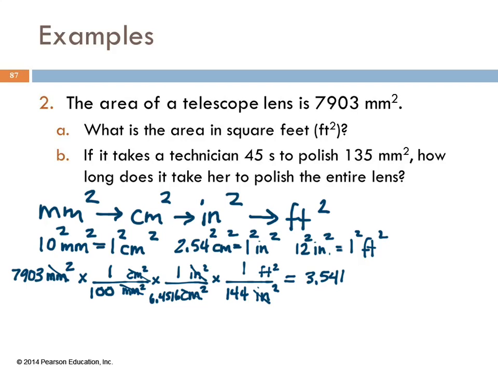3.541. And the unit is square feet. Did I do that right? Sometimes we should always ask ourselves, does this make sense? Is the answer reasonable? And sometimes it's easier to tell than others. On a straight conversion of units, what will happen is what I call the larger, smaller rule. Larger, smaller.